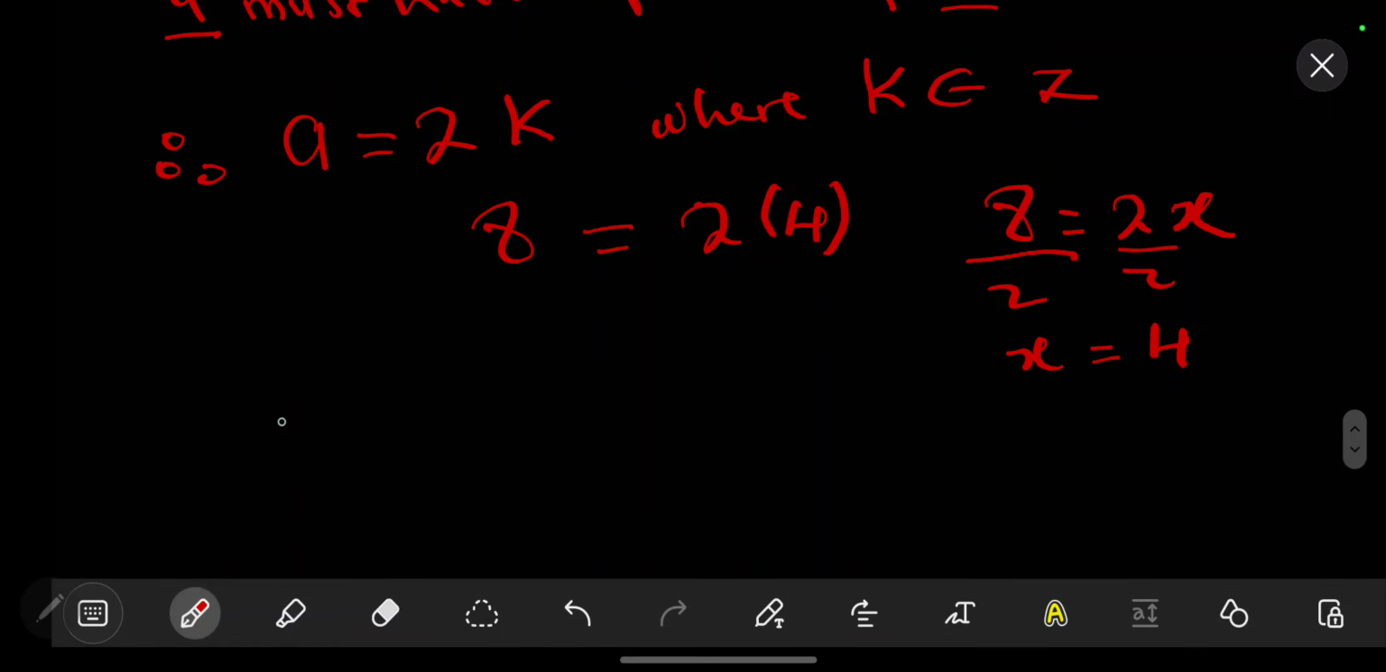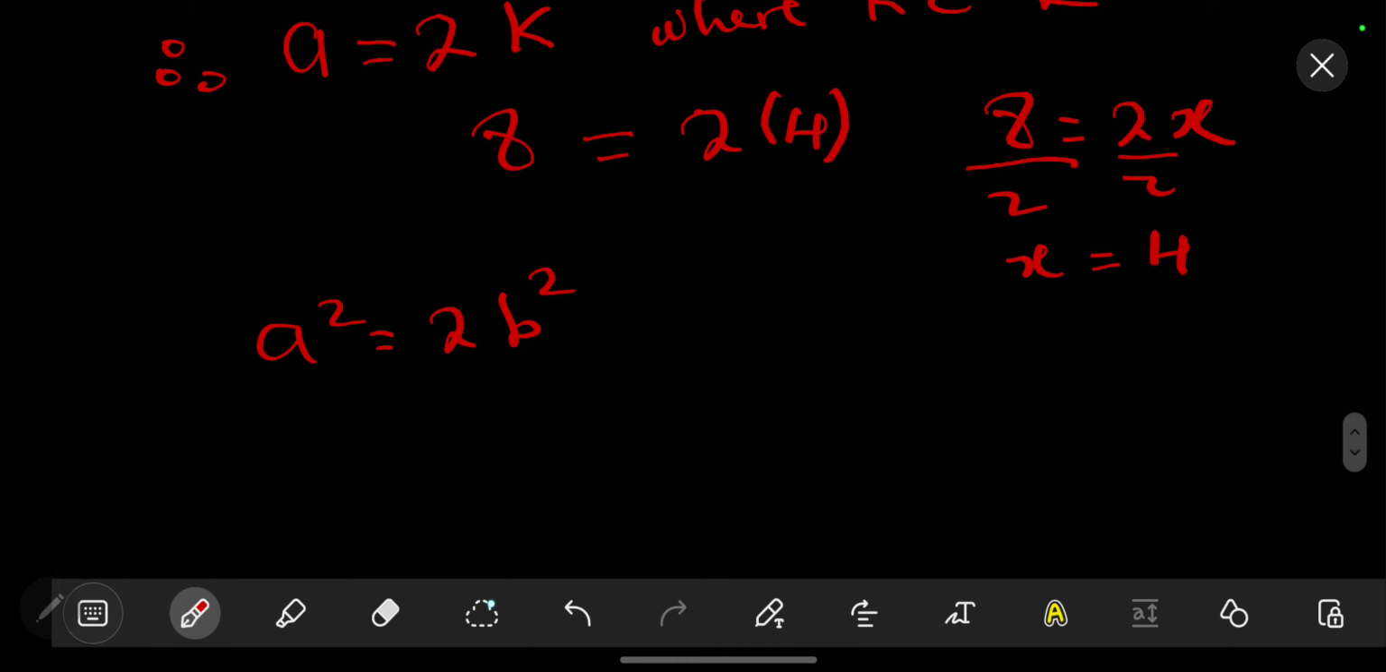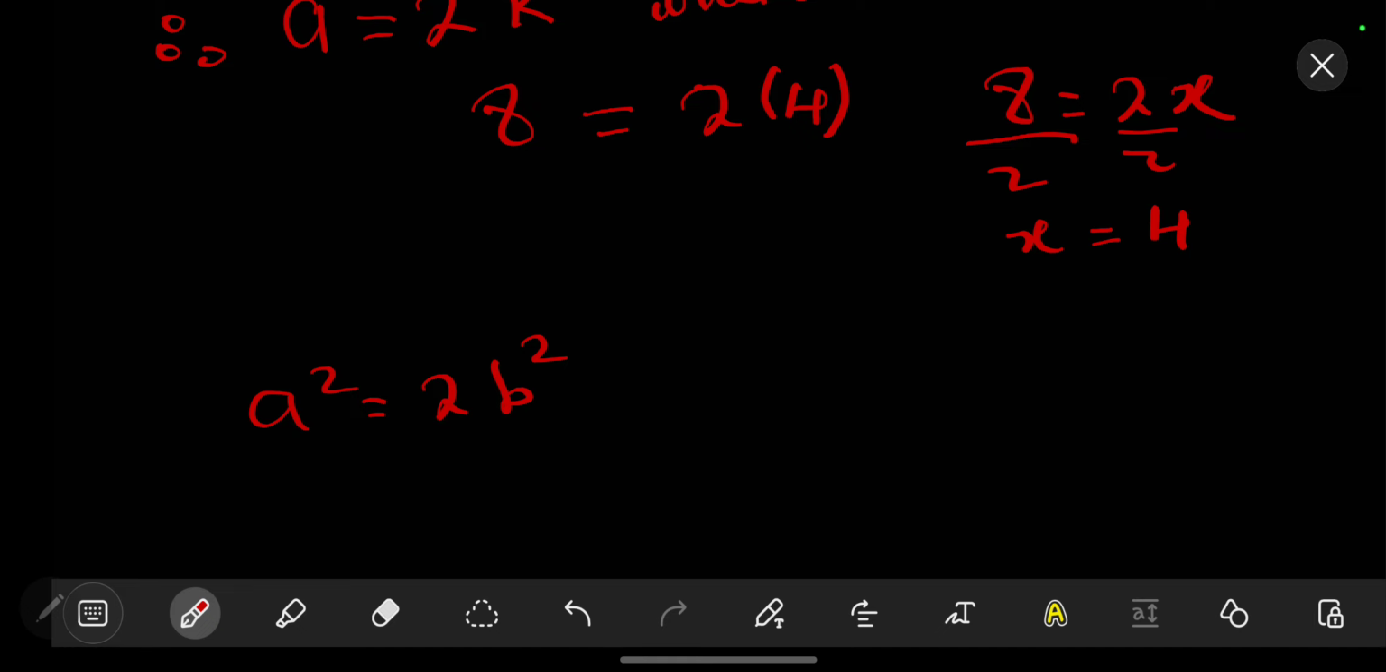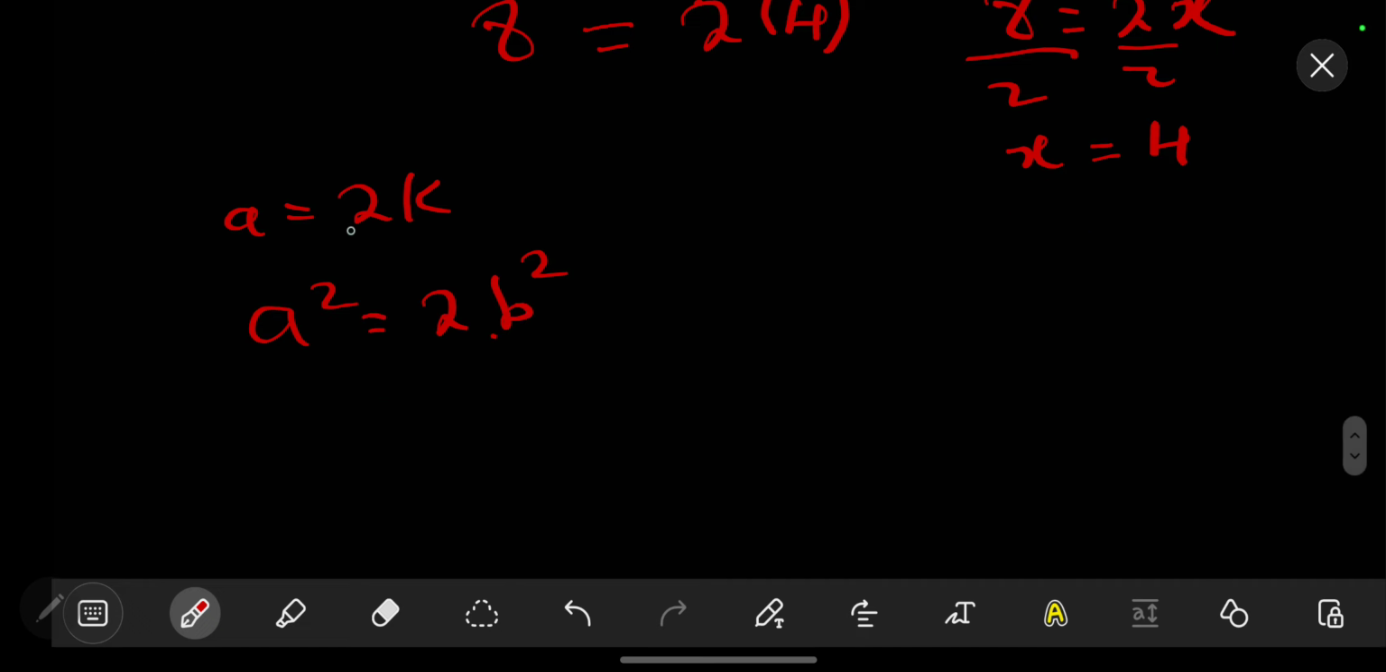So therefore, we have our a squared should be equal to 2b squared, like that. So now what we are going to do is substitute. This is our equation here, and we know that our a is equal to 2k. So now we want to see whether or not even b has got a number 2. So now we are going to replace. Where there is a, we put 2k. So we are going to have our 2k, then we put a squared should be equal to 2b squared, like that.